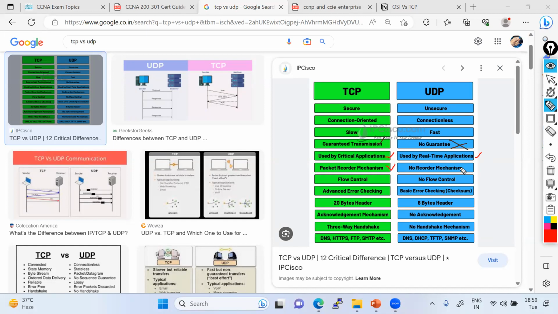Packet reordering mechanism for TCP, no packet reordering for UDP. Flow control, no flow control. Advanced error checking, basic error checking. 20 byte header, 8 byte header. Acknowledgement mechanism, no acknowledgement. Three-way handshake, no handshake. See, DNS, HTTP, these are examples, and these are all supported by these. So for TCP and UDP, you just have to understand what the different parameters are and why we use them. Okay, so you have to understand this.